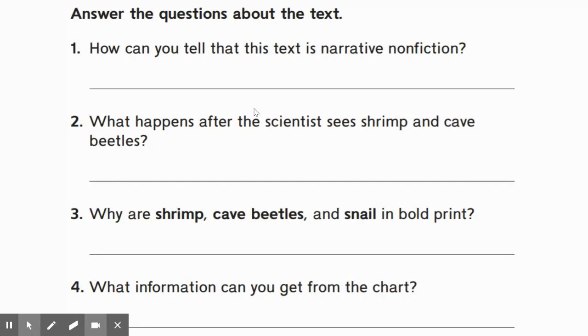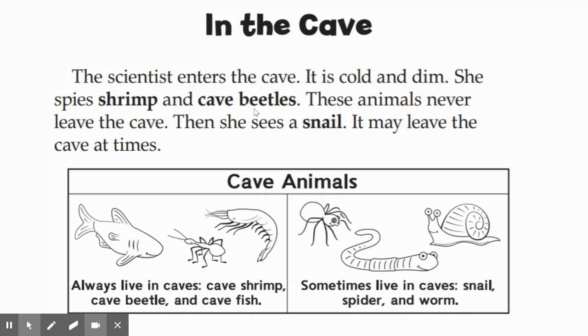And number 4, what information can you get from the chart? Here's our chart. This chart told us the types of animals that live in caves. Some of them live in there all the time, and other animals only live in there sometimes. But this chart told us the animals that live in caves, which is why the title of the chart is useful, titled Cave Animals.